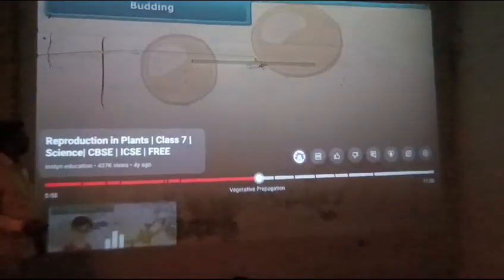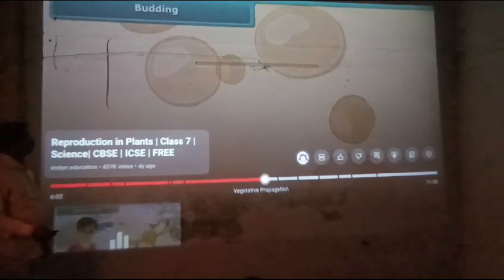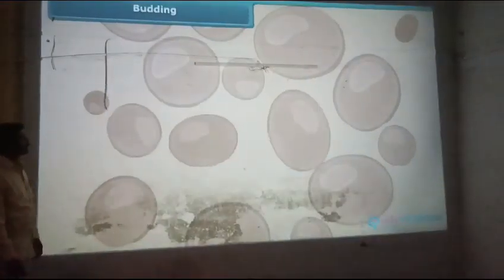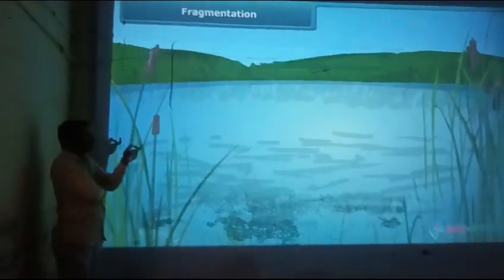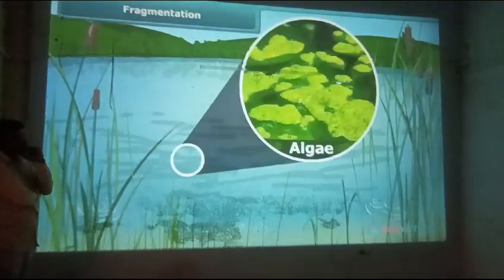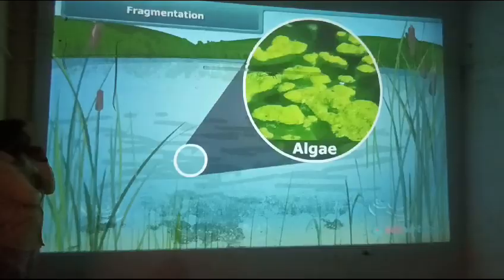The small bud-like projection you see coming out of the yeast cell is called a bud. These buds grow, mature, and form new yeast cells. Fragmentation. Have you ever noticed green colored ashes in a pond? These are algae. Algae reproduce asexually by fragmentation.